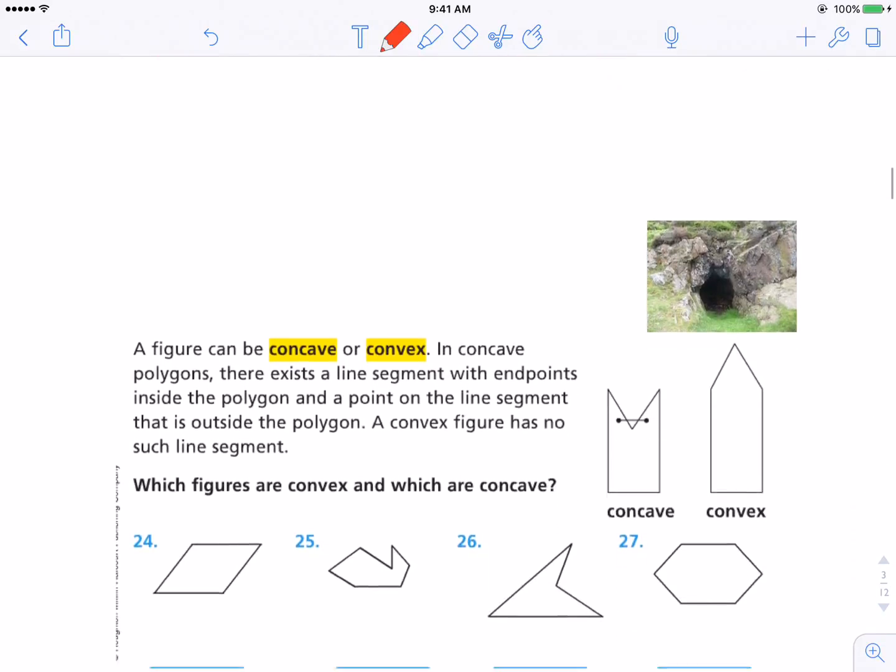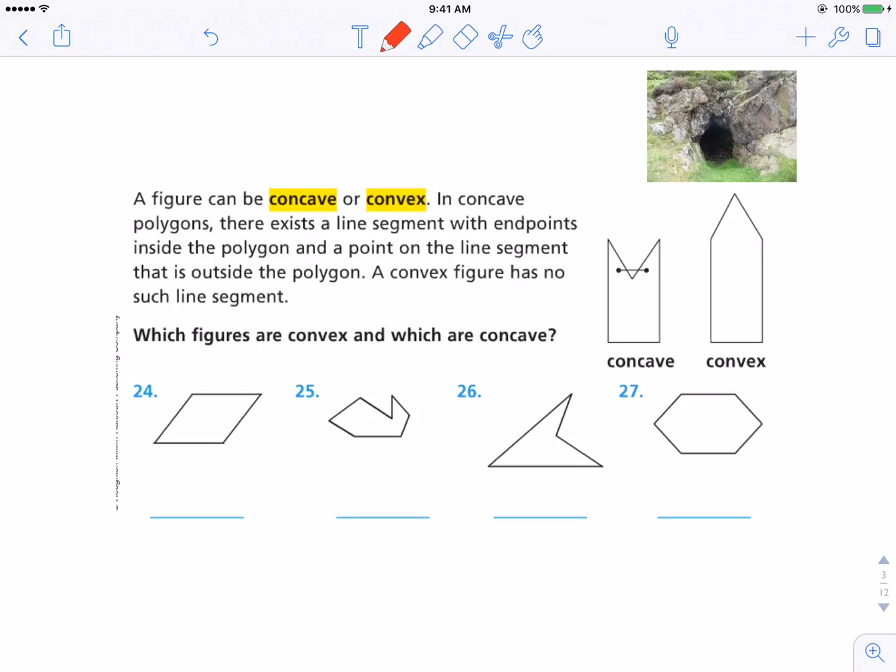Something else about polygons is they can be concave or convex. If we look here, this is an example of a concave polygon. When we talked about it, we said it looks like it has a little dent or a little cave in it. And convex polygons have sides that form kind of a point pushing out of the polygon.